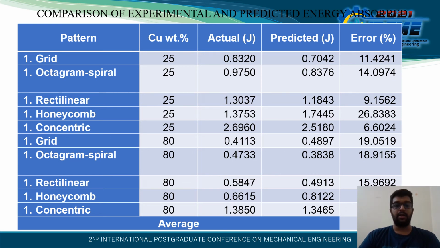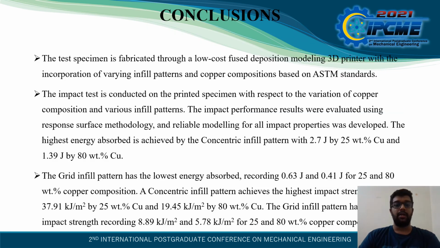Here, initially the percentage of copper with the PLA is in the first column, and second is the actual reading that we are getting in the testing, and the predicted reading from that optimization technique, and the error percentage also. And now my conclusion of this project.